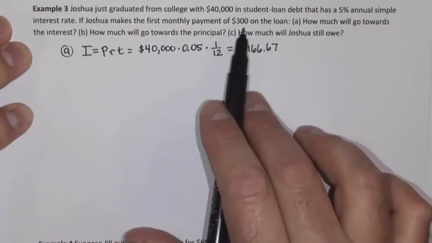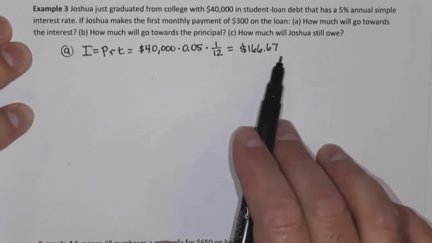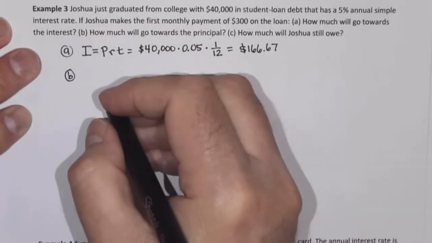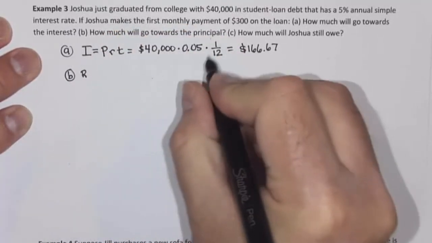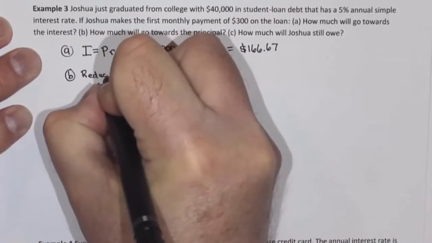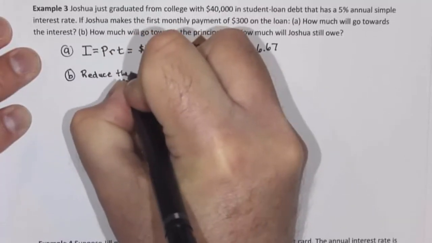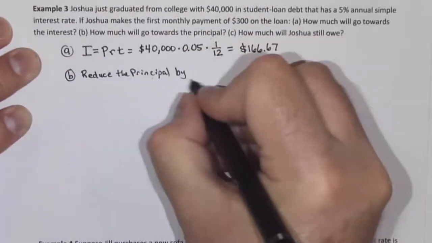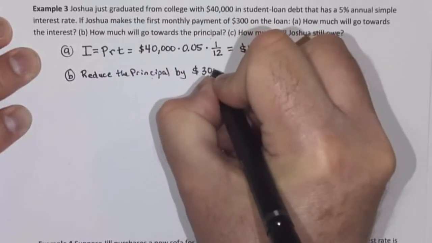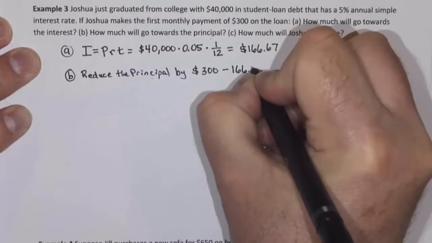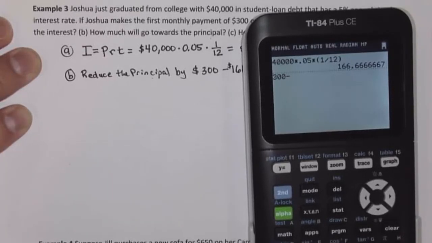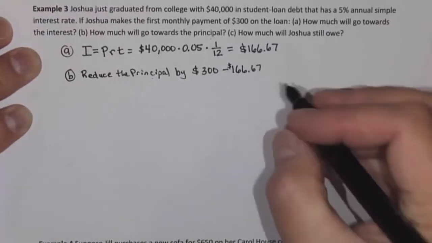So $166.67 of Joshua's $300 payment is going to go to pay interest. So question B, how much is going to go towards the principal? Well, by making this $300 payment, he's going to reduce his principal by the difference. So he's going to reduce the principal by whatever 300 minus $166.67 is. So if I take 300 minus 166.67, that is $133.33.